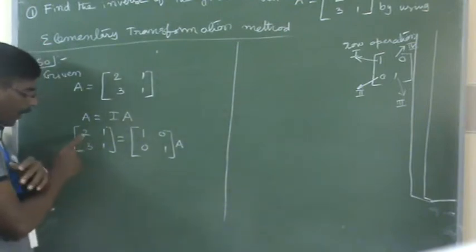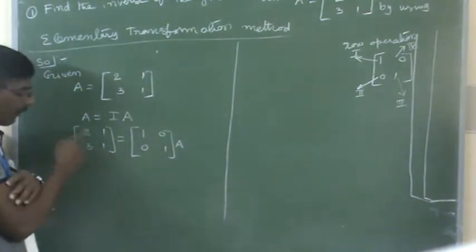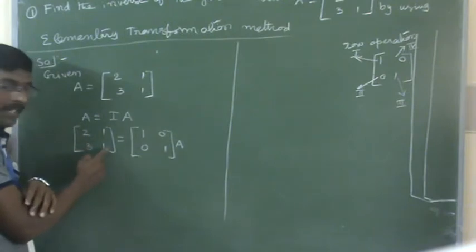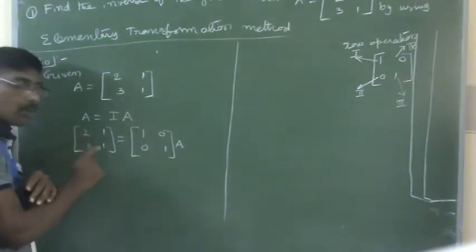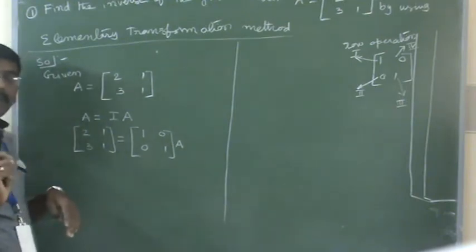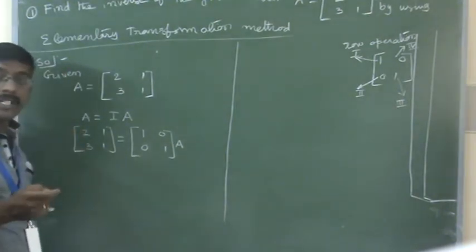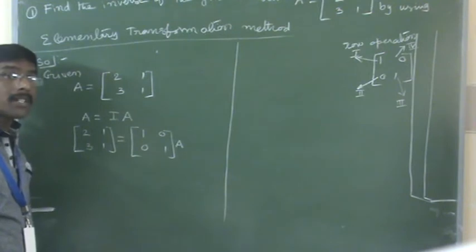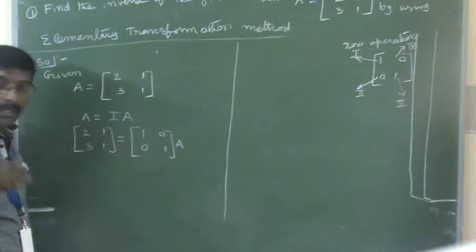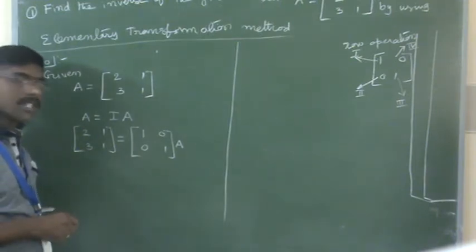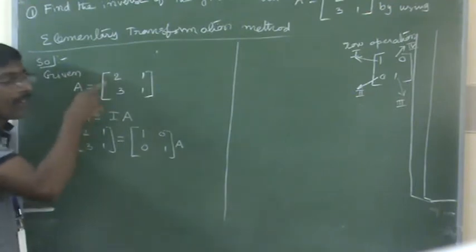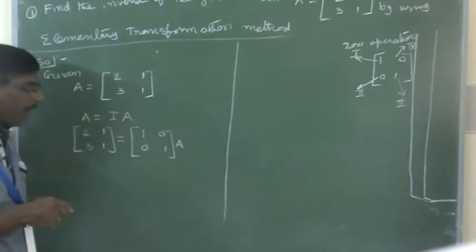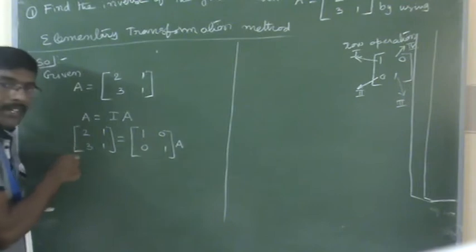The left hand side matrix should be 2 1 3 1, is it. The first element 2 can be converted as a 1. What methods are available with us, what elementary transformation rules can be applicable here to convert it as a 1? How are we doing this conversion to 1?